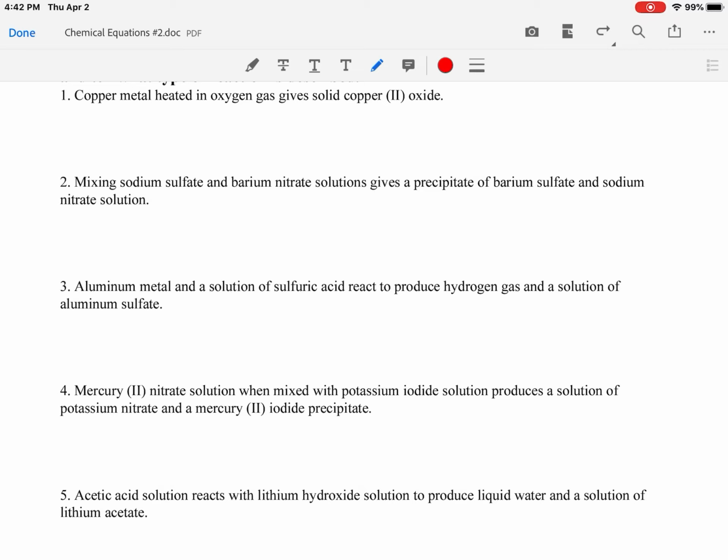So number one here, copper metal, Cu, of course, that's going to be solid, is heated in oxygen gas, so it's reacting with oxygen. Remember that oxygen is one of our diatomics, one of the Brinkelhoffs, so it is an O2, and that is gas, of course, and that is going to give us solid copper 2 oxide. Again, remember, Roman numeral 2 means copper with a +2 charge. The oxide is 2 blocks away from the noble gases, so it is a -2 charge. So copper 2 oxide is CuO, and that is solid.